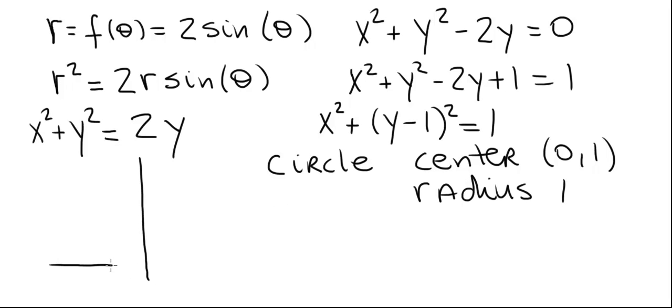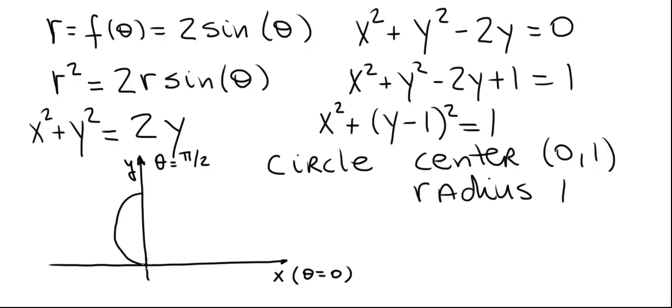So we sketch this graph that looks like this. This is the x-axis. In polar terminology, it's the polar axis where theta equals 0. And this is the y-axis. In polar terminology, that's the line theta equals pi over 2. And the circle is right here. Here's the center of the circle. It's the point (0, 1). And this point up here is the point (0, 2).